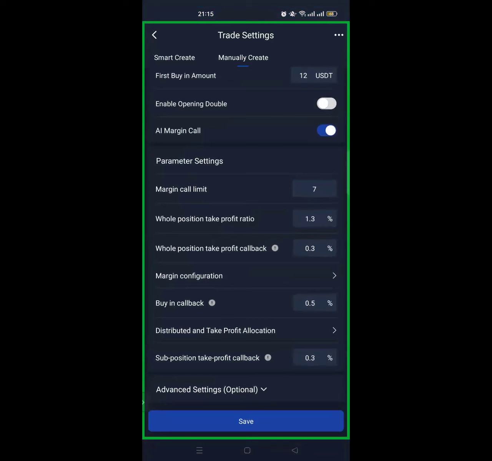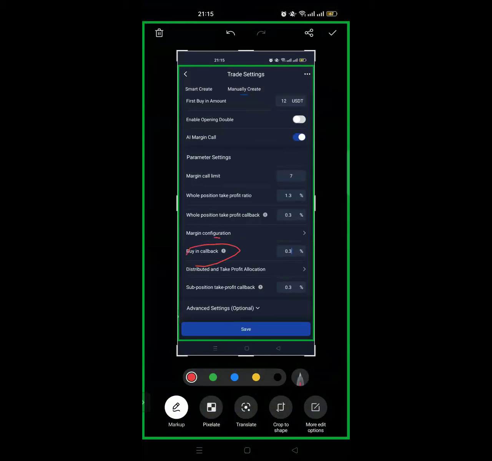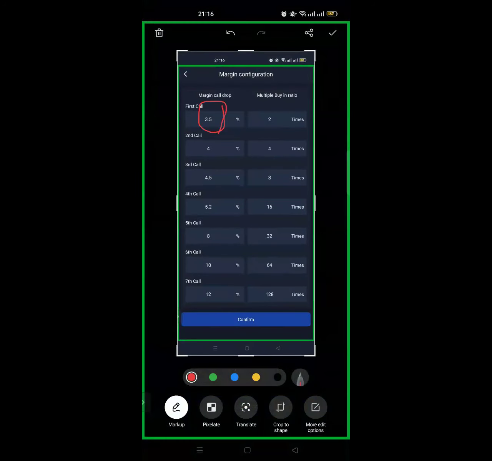I said buy in callback controls margin configuration. The buy in margin configuration. That's what buy in callback controls. Buy in callback works with margin configuration. So let's click on margin configuration because that's what buy in callback works with. So let's say you entered the market and your first call, you're telling your robot in this your first call, your margin drop, that if this coin drops by 3.5%, buy. Because there's a callback function, the robot will not buy immediately. It will have to trigger that callback function.